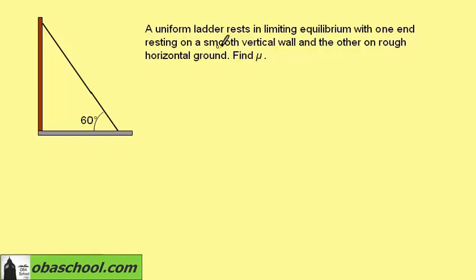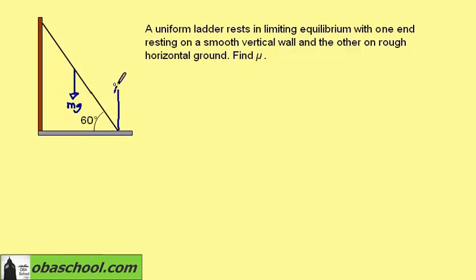A uniform ladder rests in limiting equilibrium, with one end resting on a smooth vertical wall and the other on rough horizontal ground. We want to find the value of mu, the coefficient of friction between the ladder and the ground. Since we have a uniform ladder, the weight will act at the center of the ladder.